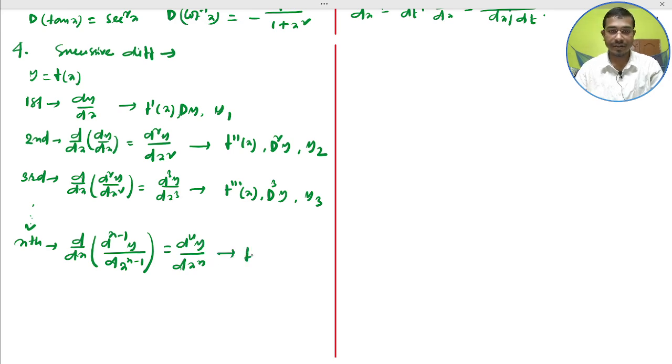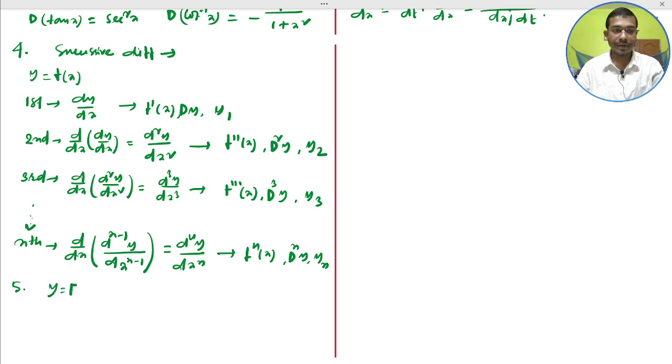Another representation: d^n y / dx^n, and the y^(n). This is another representation of the nth order derivative. Next, derivative of a function of a function.